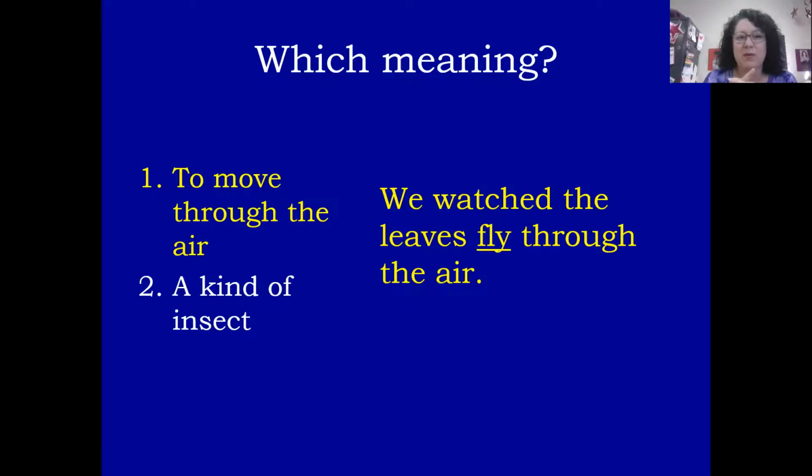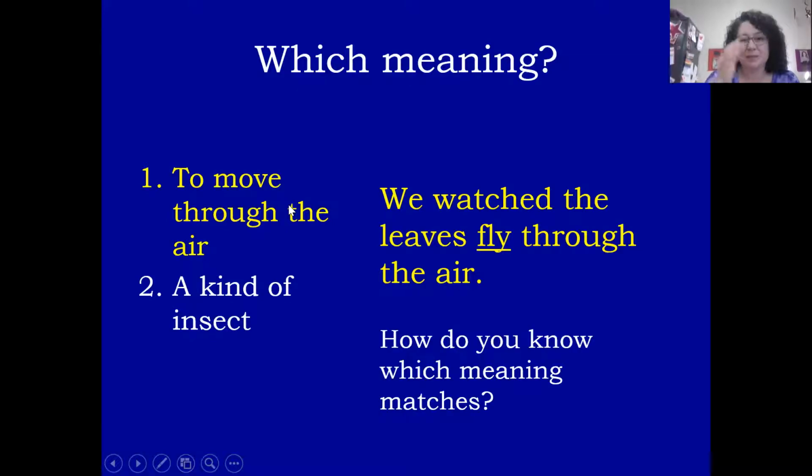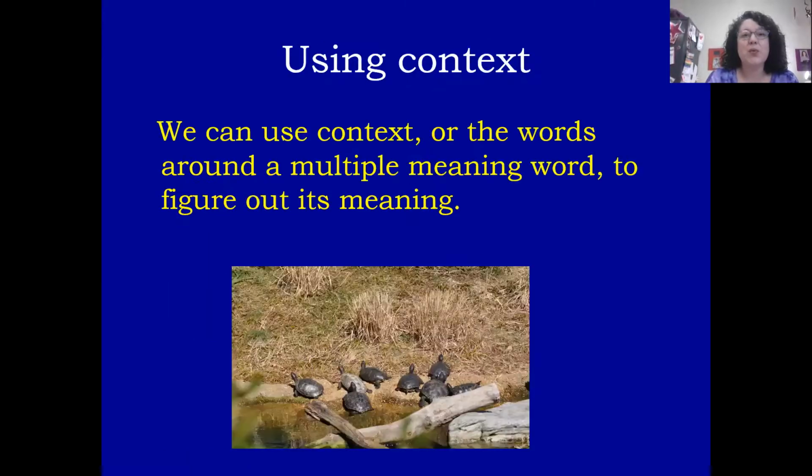Now, usually with multiple meaning words, you usually have a noun and a verb. And that's how you can figure out which meaning goes with which. To move through the air, that's a verb, right? It's an action. A kind of insect, that's a noun, right? It's an animal. And so in our sentence, we watch the leaves fly through the air. They're doing something, so we know it's a verb. Okay, we just figured that out. We can use context clues, or the words around a multiple meaning word to figure out its meaning. Again, context clues will never go away.